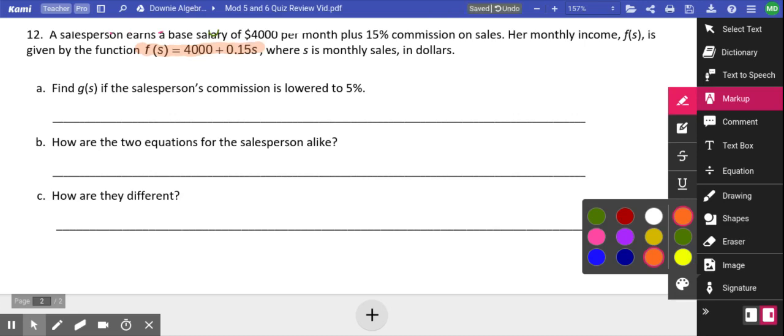That function was f of s equals 4,000 plus 0.15s. We already know what these two numbers represent. My 4,000 represents the amount of money per month the salesperson makes. My 15%, or 0.15, 15% as a decimal, represents her commission on her sales for the month.